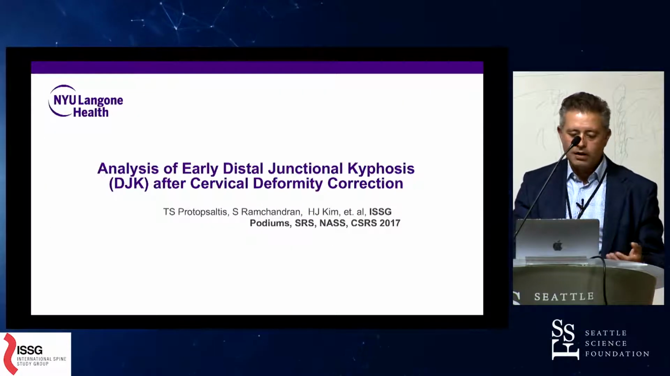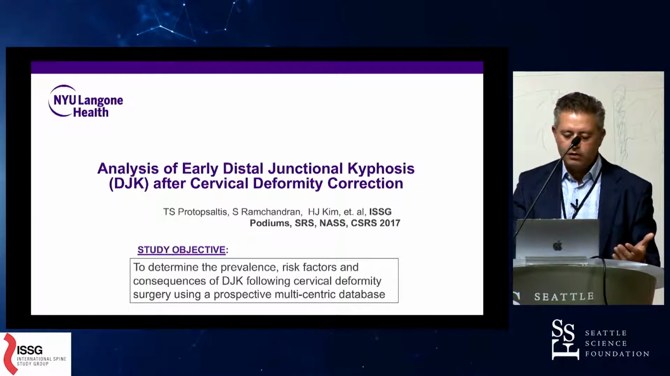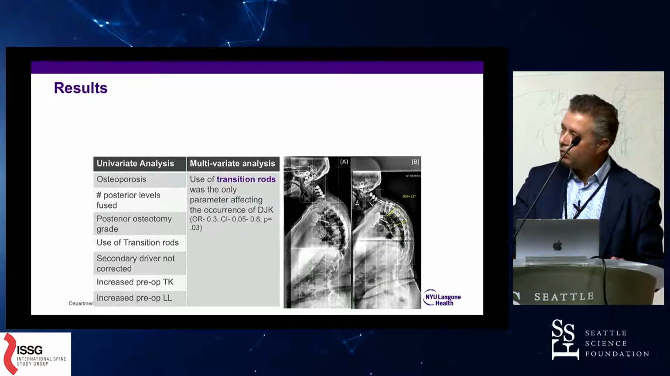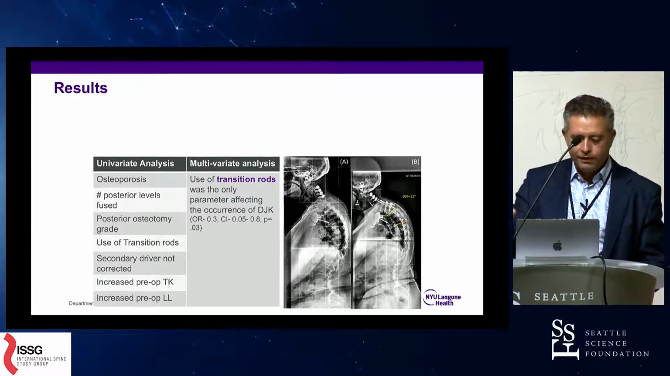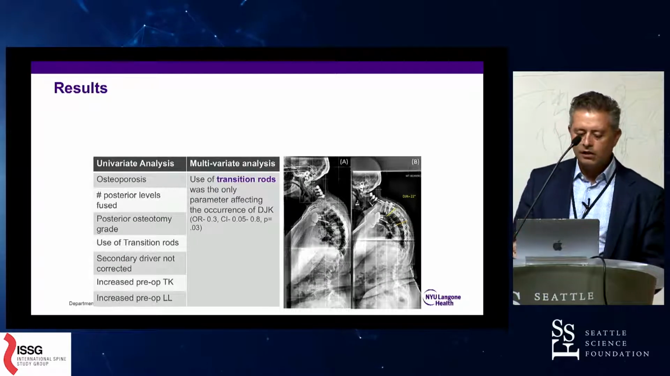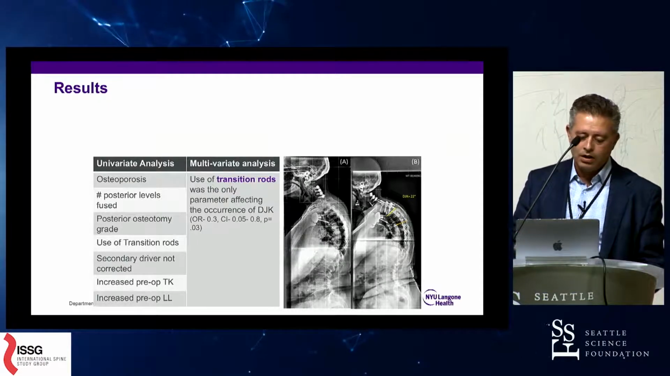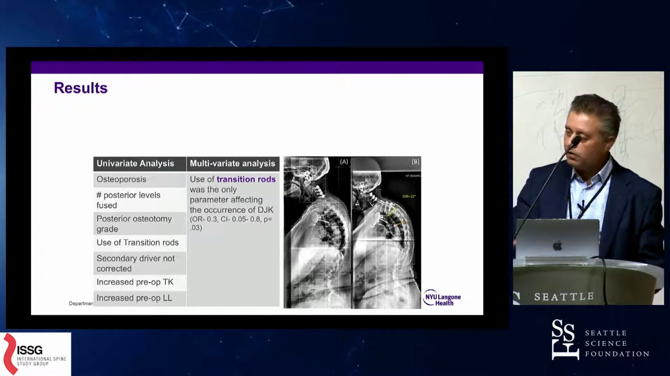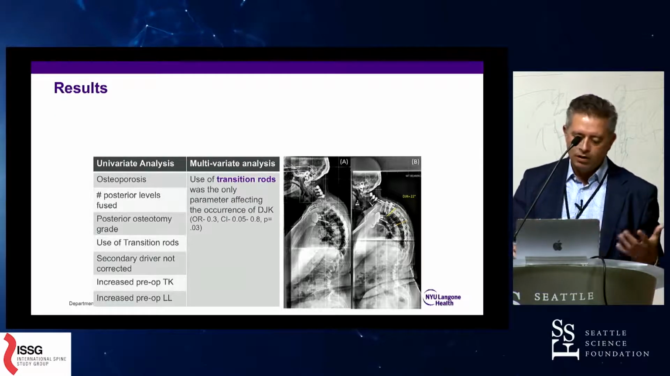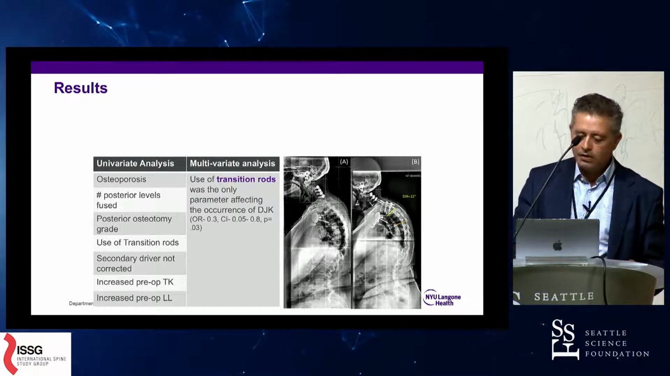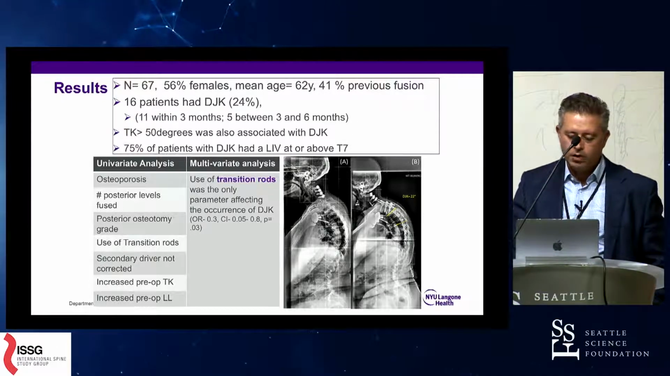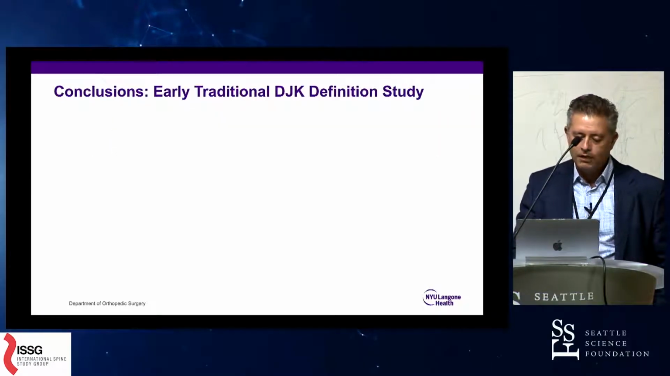So this is a really important concept, and early on in our experience, we tried to take a first pass at it, and we did univariate analyses that pulled out osteoporosis, but it wasn't a quantification by DEXA, number of posterior level fused osteotomies, transition rods, secondary drivers of deformity addressed or not, preoperative thoracic kyphosis, all these things came out, and then when we did the multivariate, probably because the power was low, it really just came up with something that didn't make a whole lot of sense, transition rods. And this is in an N of 67, so early on in our experience with our deformity data set.